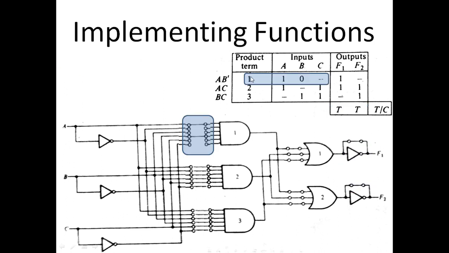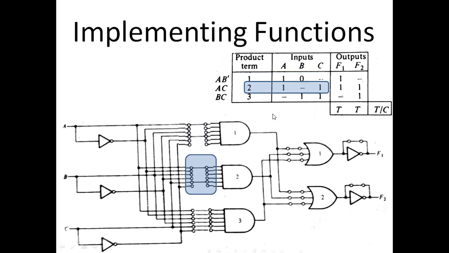Okay, so here for product term 1, as I told you, keep the fuse from A, keep the fuse from B prime because it is 0 here, and break all the other fuses including C. We have a connection from A, this is A, so we just keep this connection. We have a connection from B prime, this is B prime, and break all other fuses. So we have just kept two fuses, and we have broken all the other links.